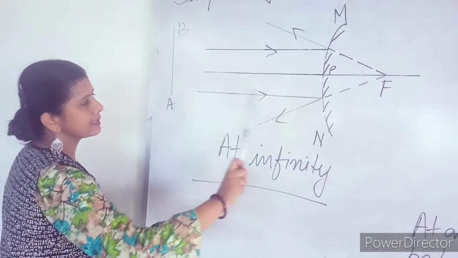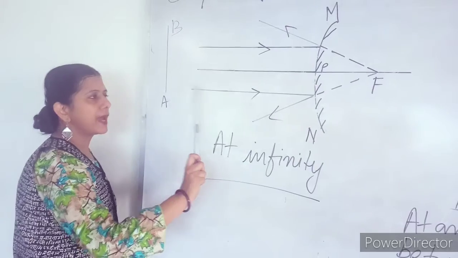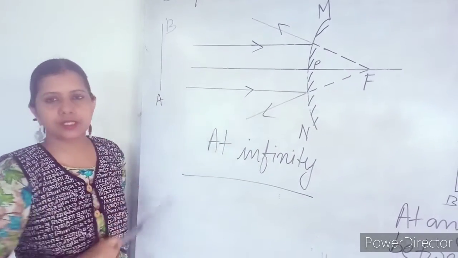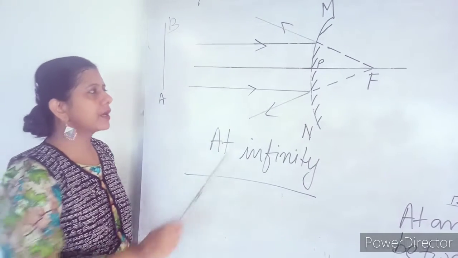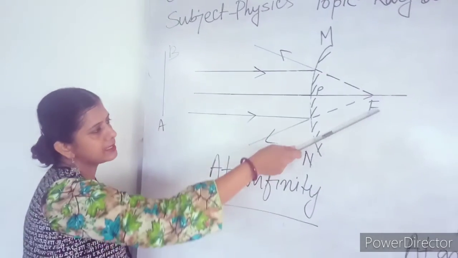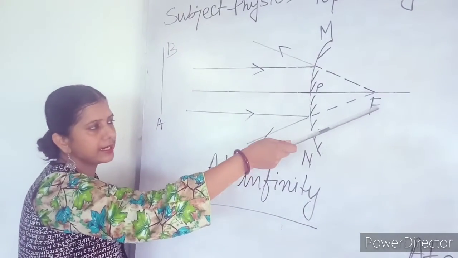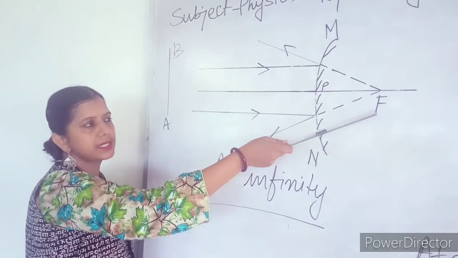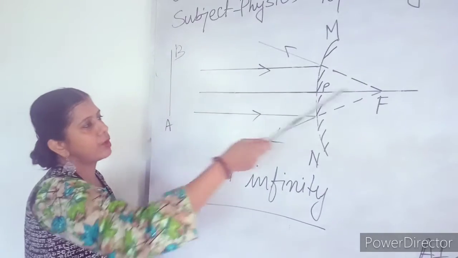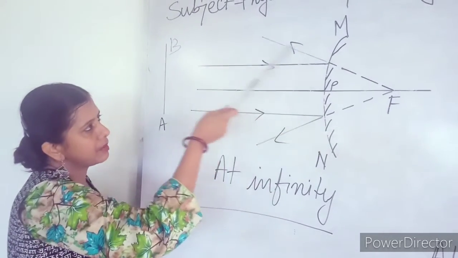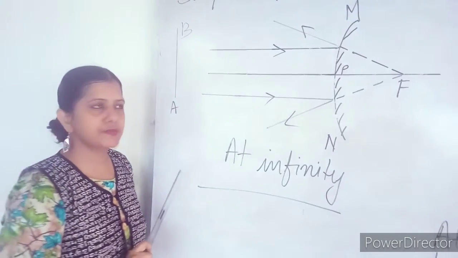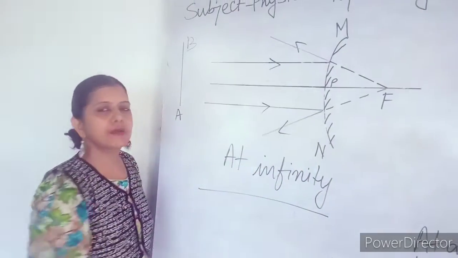This one is the second incident ray passing parallel to the principal axis. After reflection it is diverging in this direction. If we extend the reflected rays, then they will meet at focus. After extending, we can find that they are meeting at focus. It seems that the divergent rays are coming from the focus. This ray is coming from here and this ray is coming from here. So where is my image formed? The image is formed at focus.